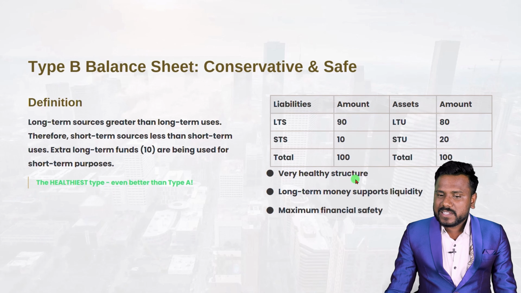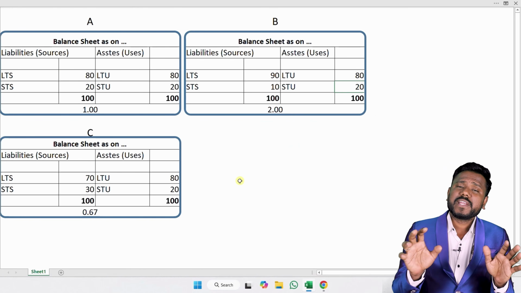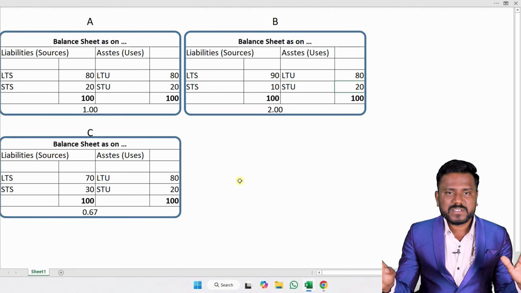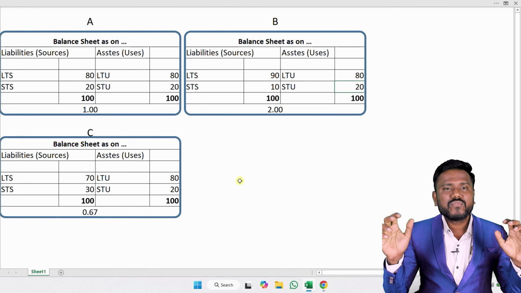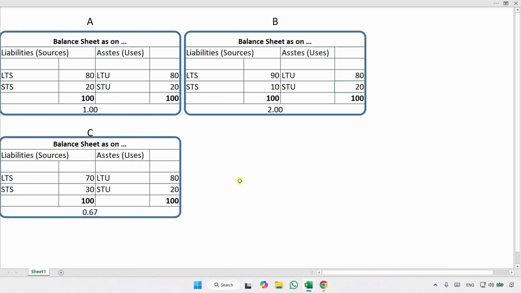Very healthy structure, long-term money supports liquidity, maximum financial safety. So if you try to look at any company's balance sheet, and if you see any big numbers, try to compress them into 4 numbers: LTS, STS, LTU, STU, and it should be only one of these 3 balance sheets you see on screen, right? Thank you.